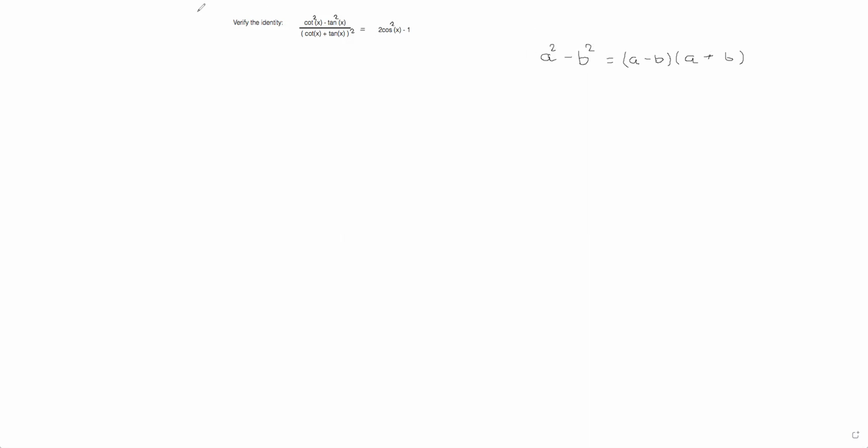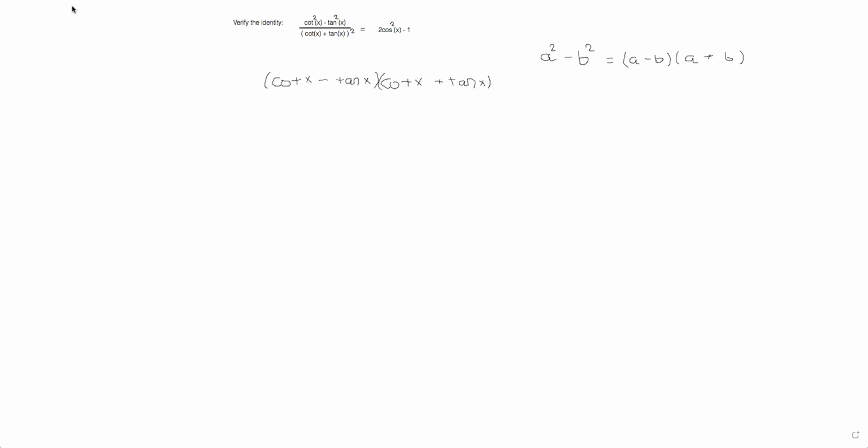We're going to do something similar for what we have in the top of this. So we have, instead of a, cotangent of x, and instead of b, tangent of x. So I'm going to write that as cotangent of x minus tangent of x. And then we're going to multiply that by the other part of the factoring, which turns into a plus b, which would be cotangent of x plus tangent of x. And we're only modifying the left for now. We're going to leave the right alone.